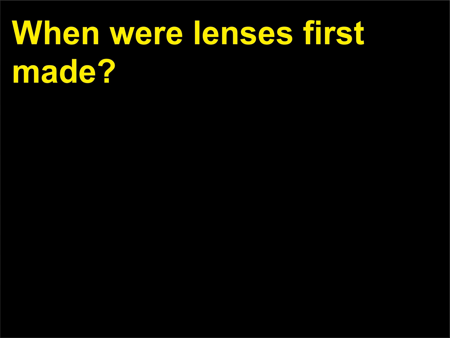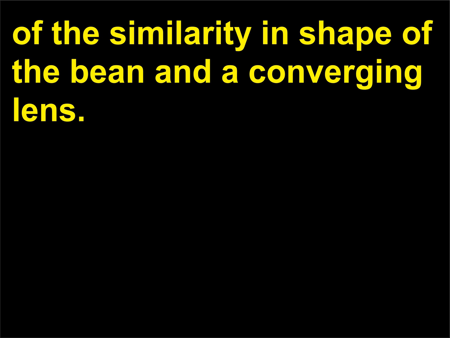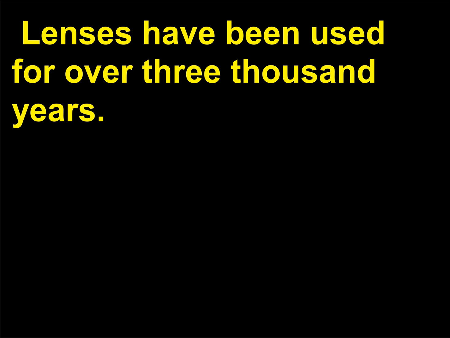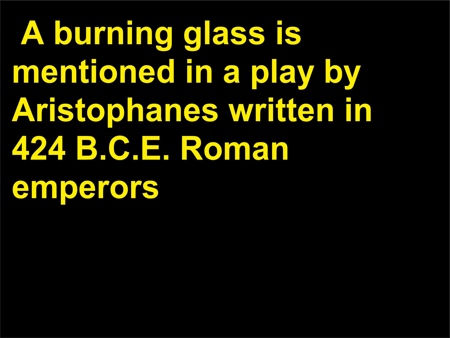When were lenses first made? The word lens comes from the name of the lentil bean because of the similarity in shape of the bean and a converging lens. Lenses have been used for over 3,000 years. It's possible that ancient Assyrians used them as a burning glass to start fires. A burning glass is mentioned in a play by Aristophanes written in 424 BCE.